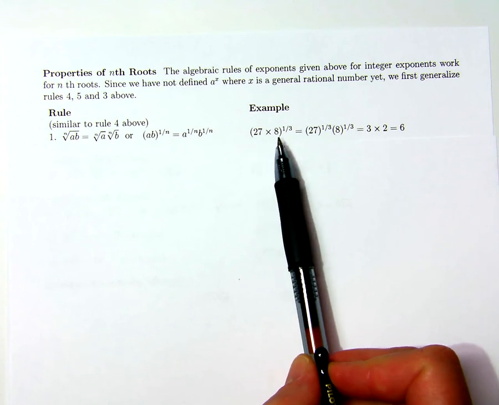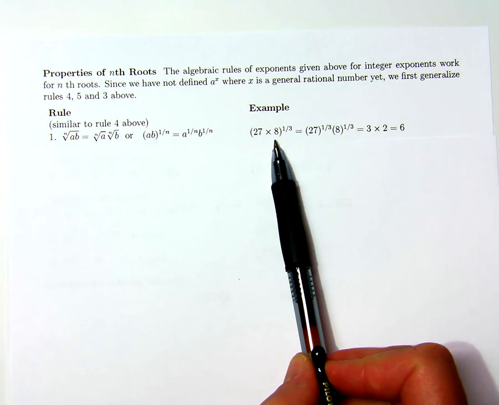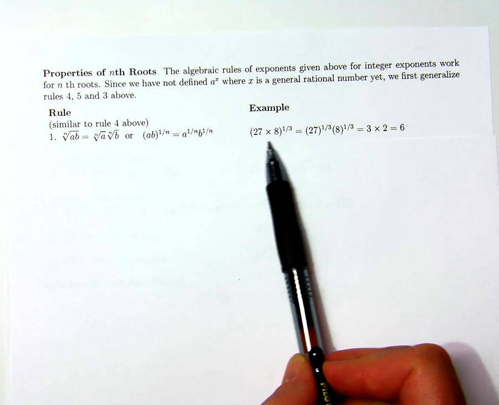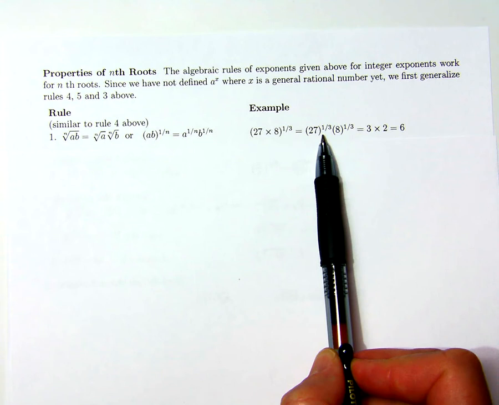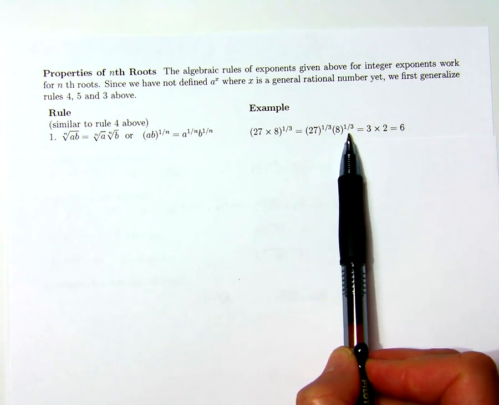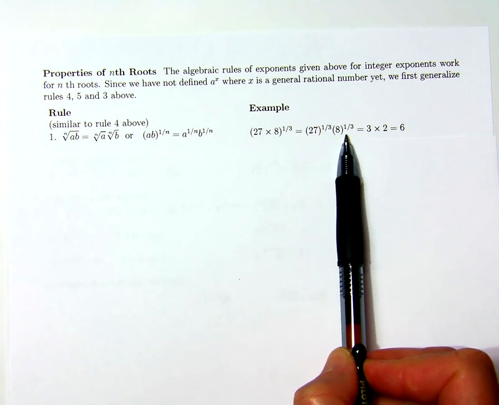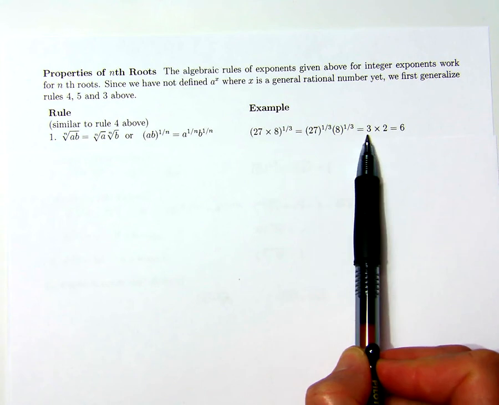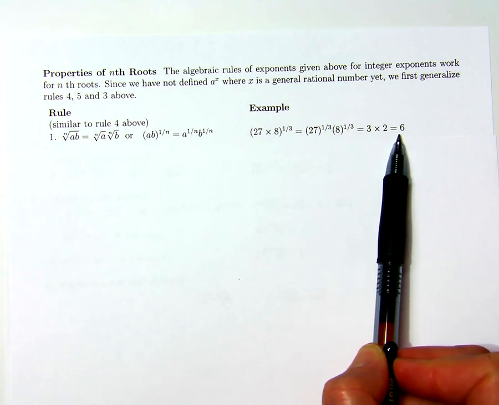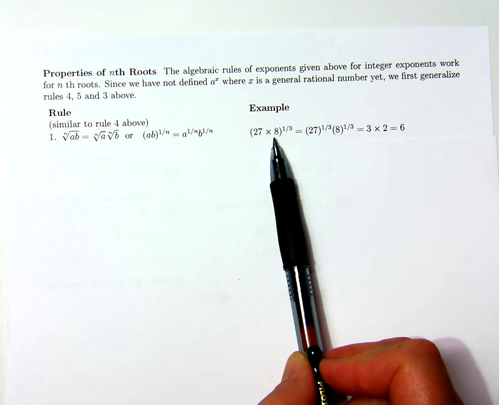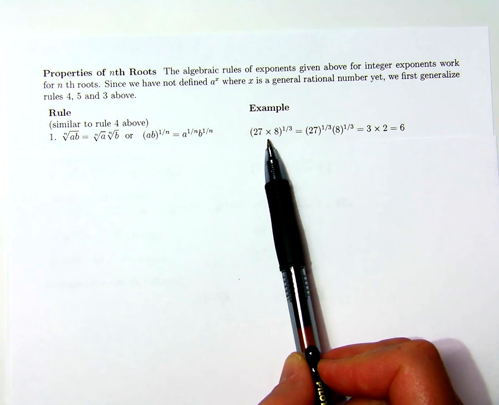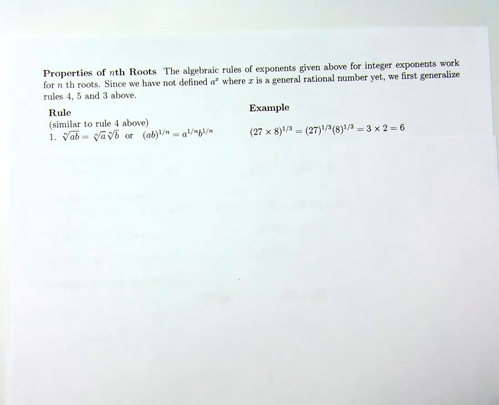If a is 27 and b is 8, then (27 times 8) to the 1 over 3, we're saying that's 27 to the 1 over 3 times 8 to the 1 over 3, and that's equal to 3 times 2, which is 6, and you should check that when you multiply 27 times 8, that in fact that's equal to 6 cubed.